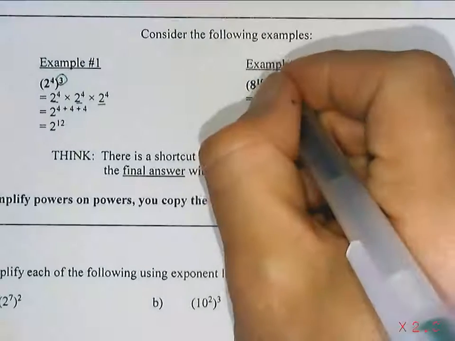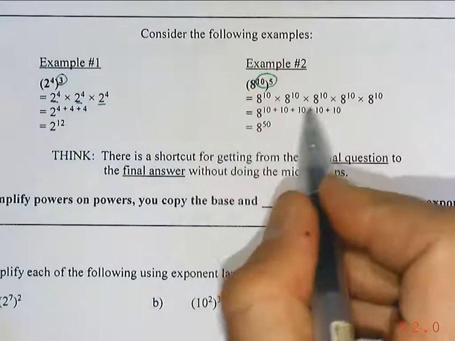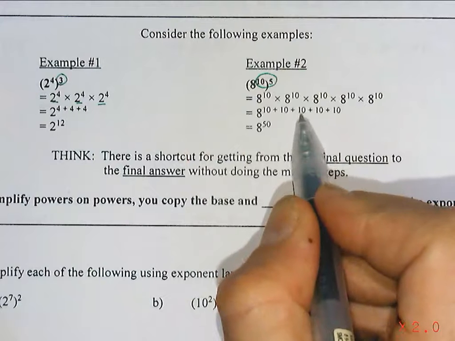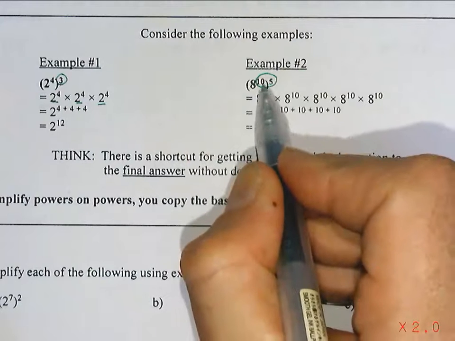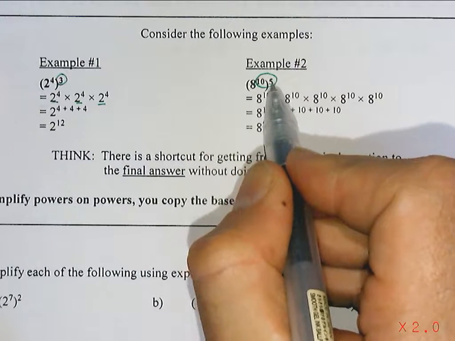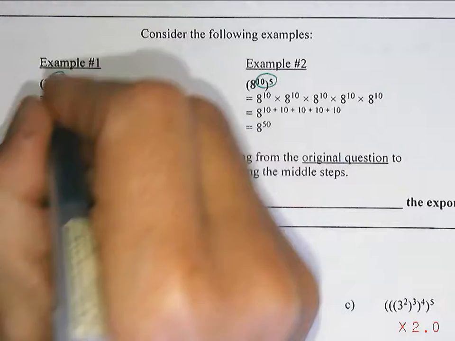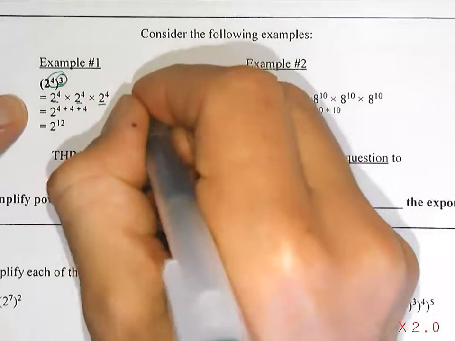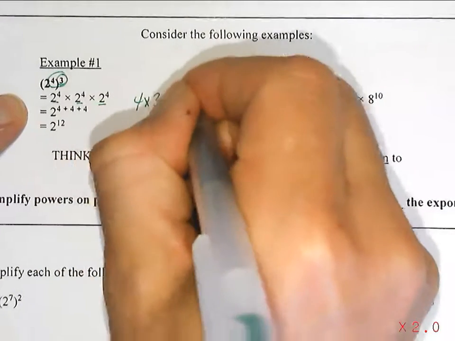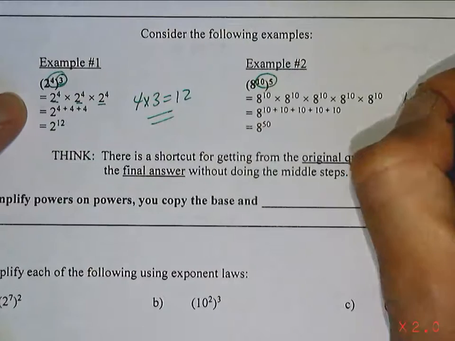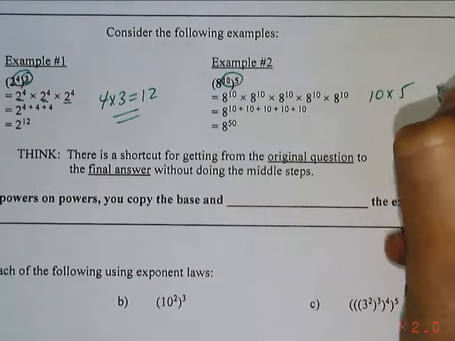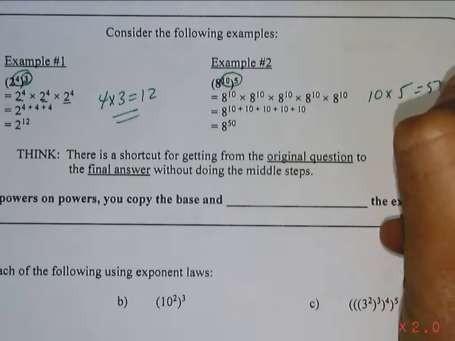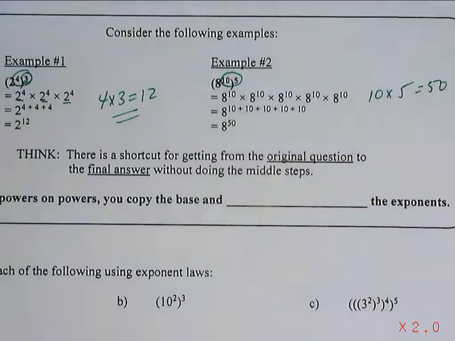What if we just take these two and multiply them? Because that's basically what's going to be happening, right? We're adding all of these 10s 5 times, and we're adding all of these 4s 3 times. So this is actually 4 times 3 gives us the 12, and the 10 times 5 gives us the 50 that we're looking for.